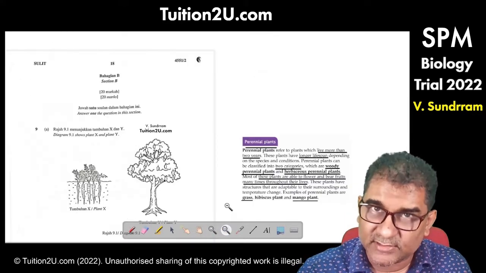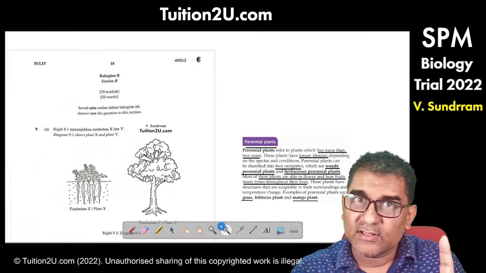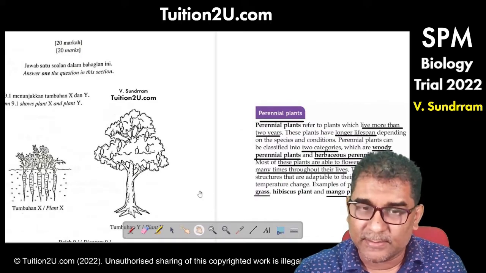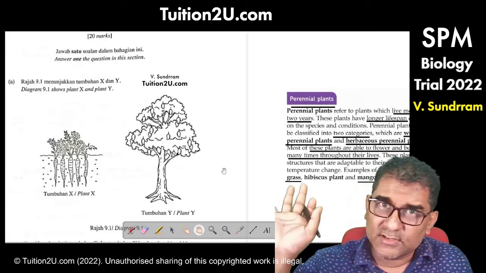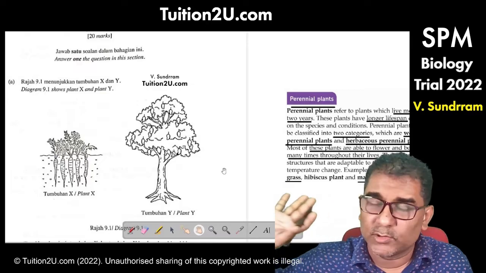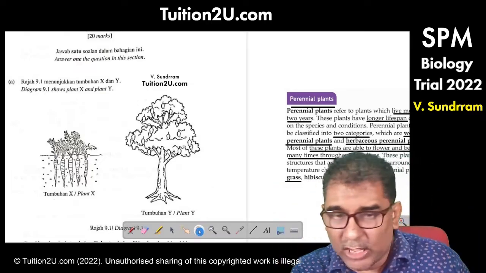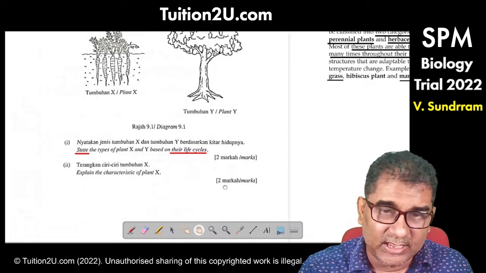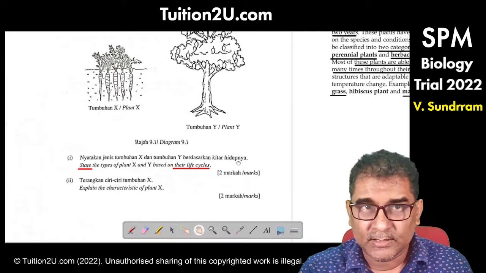The importance of textbook. What you have in the textbook is what comes out for exam. Take the revision book, put it aside. Don't use it. Use the textbook. So how many marks do we have so far? So we have 4 marks.